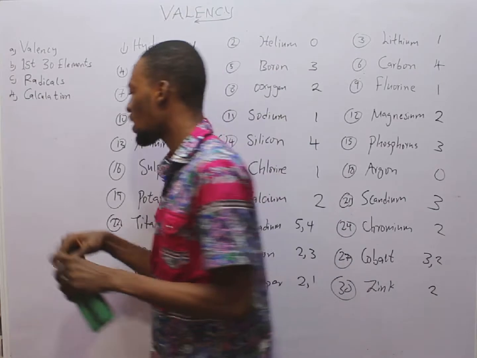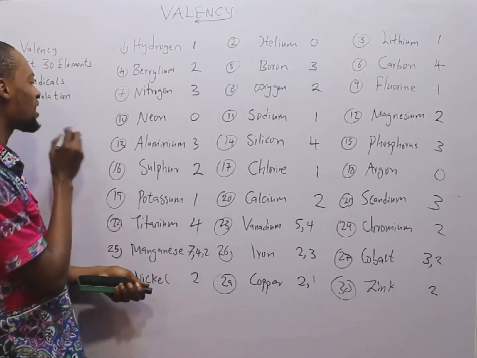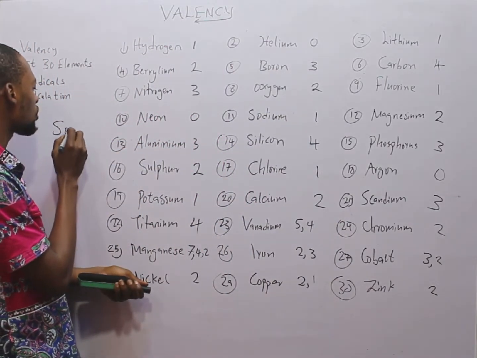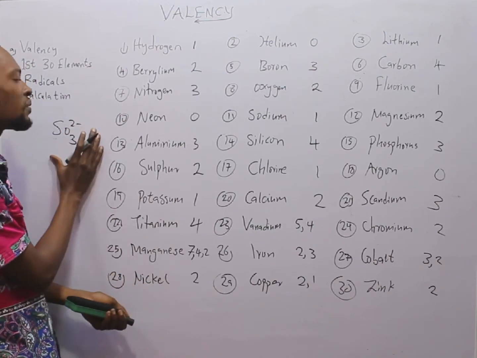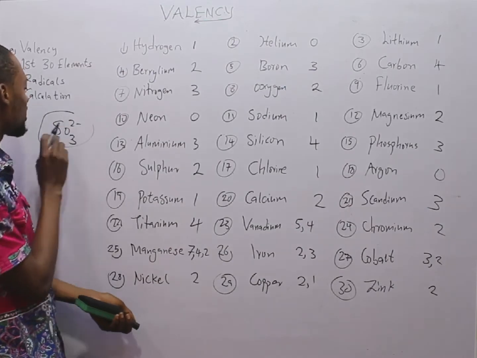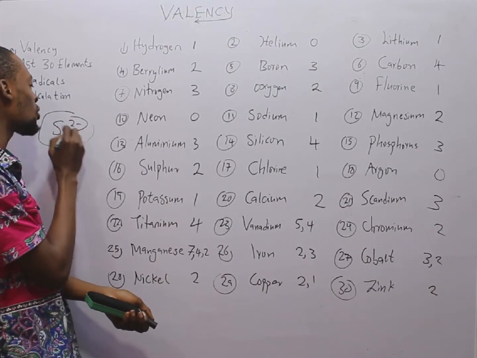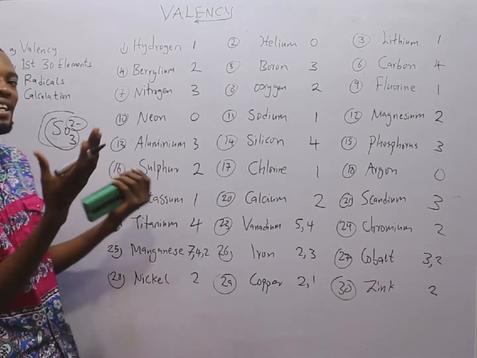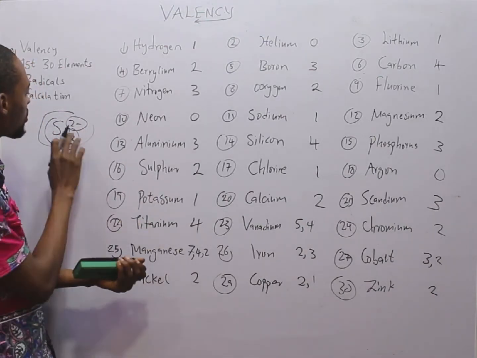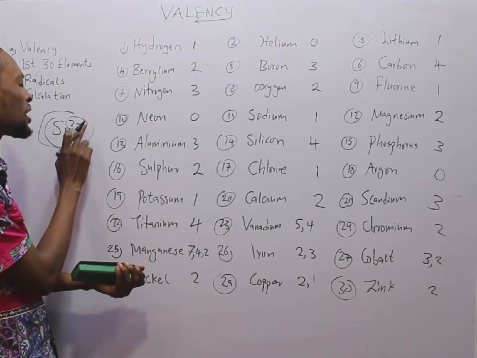Group of atoms that possess a common charge. If I give you something like this, let's say SO2, for example, or SO3 2 minus, you see that this group possesses a common charge. So this charge is for everything here, not for just one element. They are radicals. So the oxidation number here is -2.